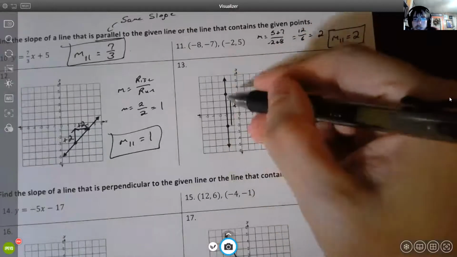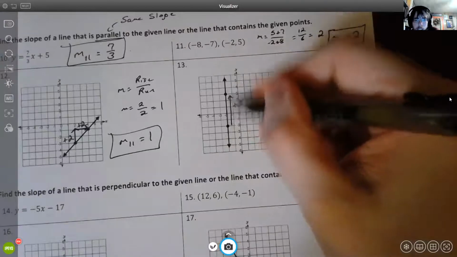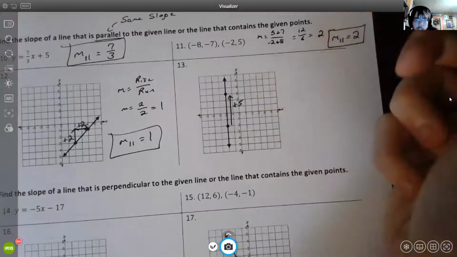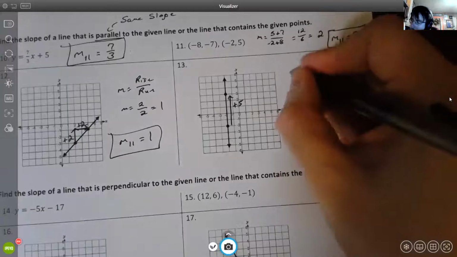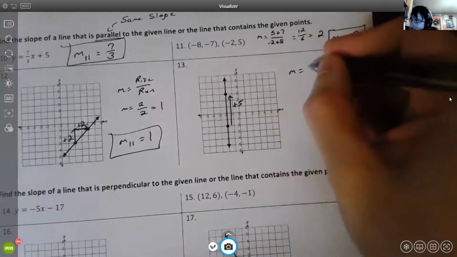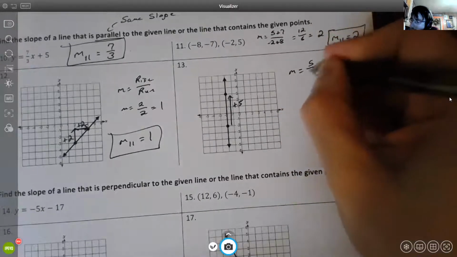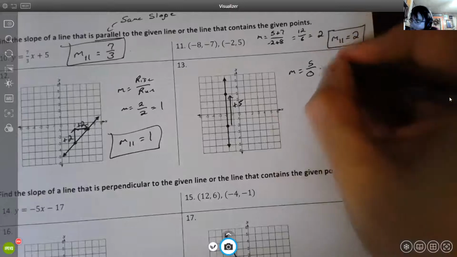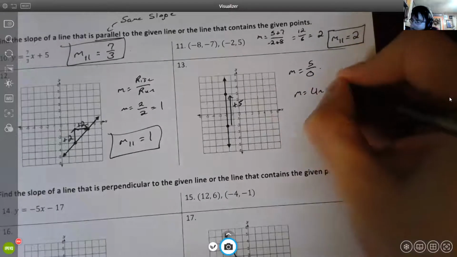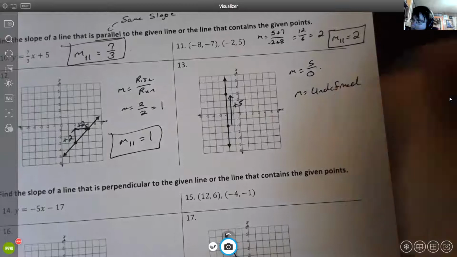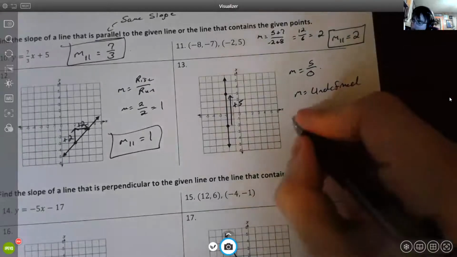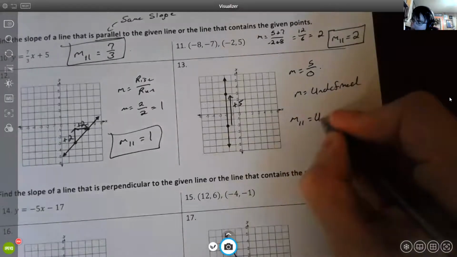But what is your run? Are you running at all here? Are you going any degree left and right? And the answer is no. So your rise over your run is 5 over 0. So your slope is undefined. So your parallel slope would also have to be undefined.